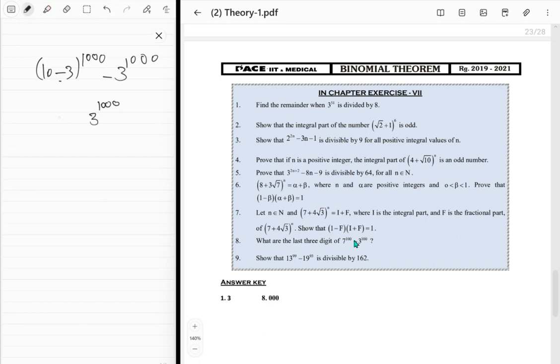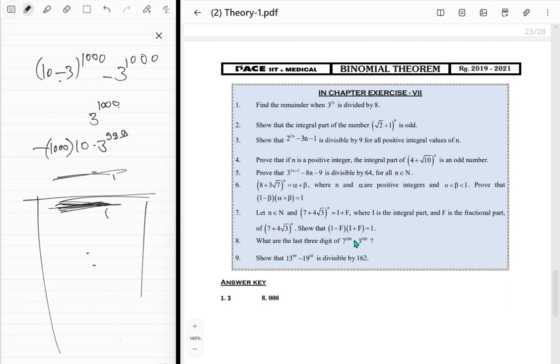You've got 10^0 times 1000 C 0, which is just 1, and then 3^1000 anyway. Then you have 10 times 3^999, and 1000 C 1, which is just 1000. You need the next terms as well to figure out anything. The fourth last term will contain 1000, and all the terms after this will contain 1000, because of 10^3, 10^4, whatever. So you can neglect all of these terms, but you will need this other term.